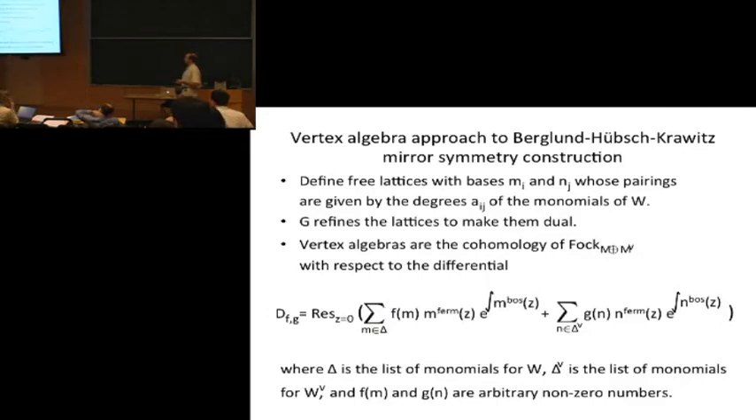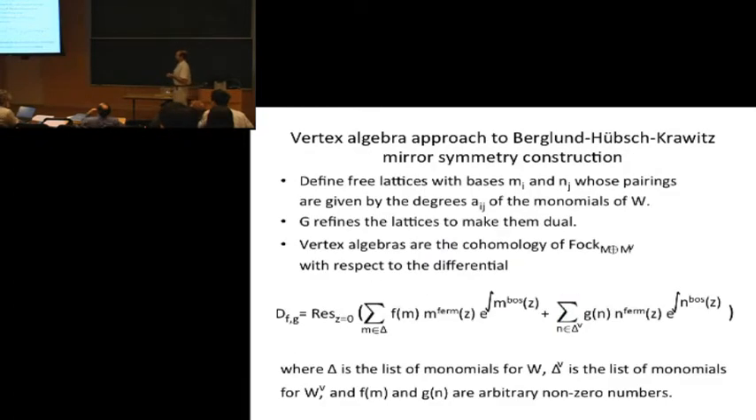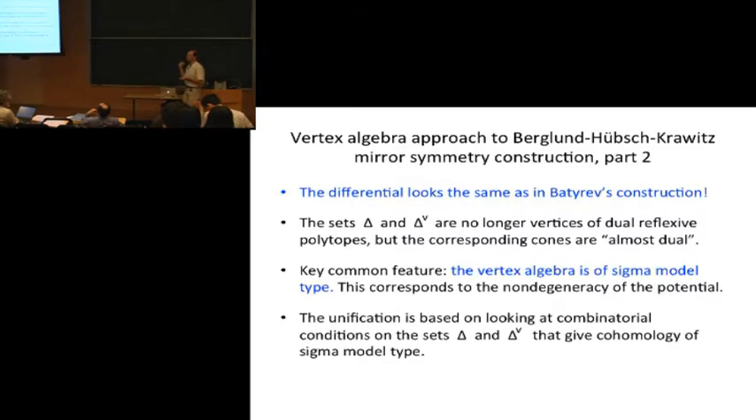Now, the vertex algebra that corresponds to Berglund-Hübsch is given by the exact same formula. You take the Fock space of these two lattices and you mod out by this differential. The coefficients are arbitrary non-zero numbers. There aren't really any parameters in Berglund-Hübsch's story, but you can put in non-zero numbers if you wish. The Delta and Delta dual are the lists of the monomials. So it's almost like Batyrev's. There's a slight difference. Those two sets are not really dual polytopes, but they're almost dual to each other. They're not far from each other. And the key common feature is that if you take the cohomology with respect to this differential, then it is of sigma model type.